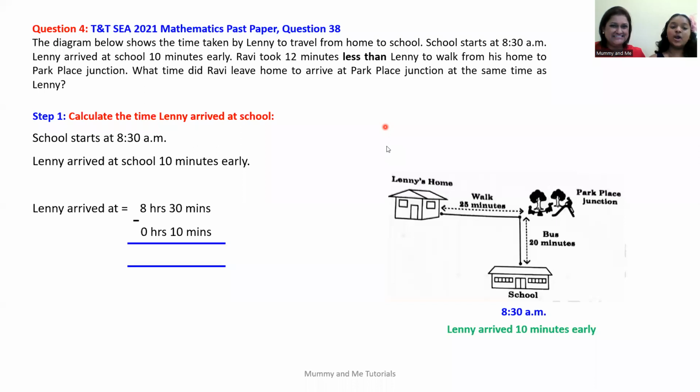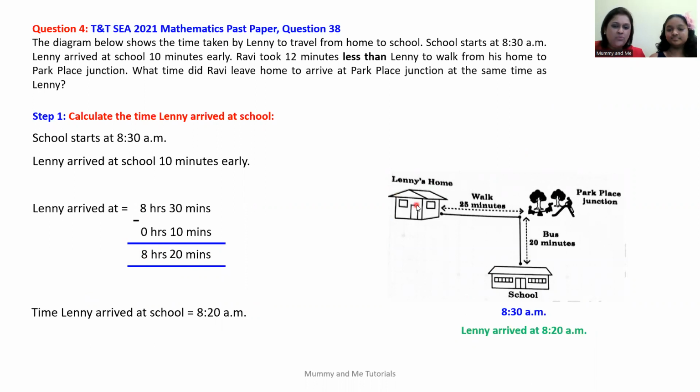Well, firstly, we minus the minutes in the minutes column. Okay. Yes. So 0 minus 0 is 0, and 3 minus 1 will give you 2. So you have 20 minutes. What do we do next? Minus the hours. 8 hours minus 0 hours will give you 8 hours. So the time that Lenny arrived at school is equal to 8:20 a.m. Right, so 8 hours and 20 minutes is 8:20 a.m. Oh, so he arrived at 8:20 a.m.